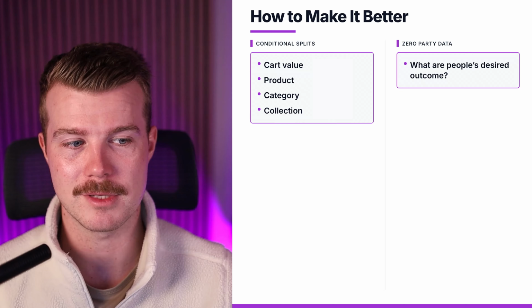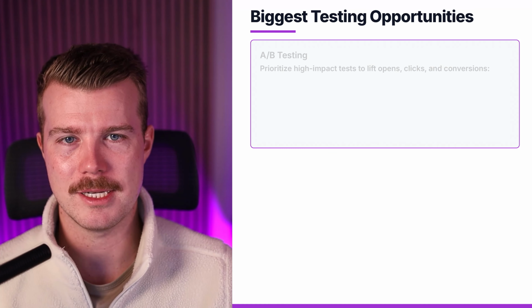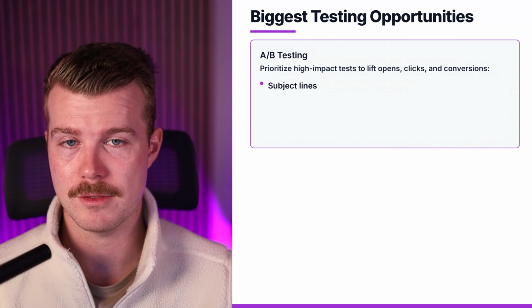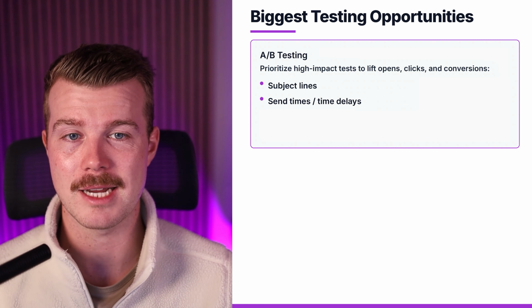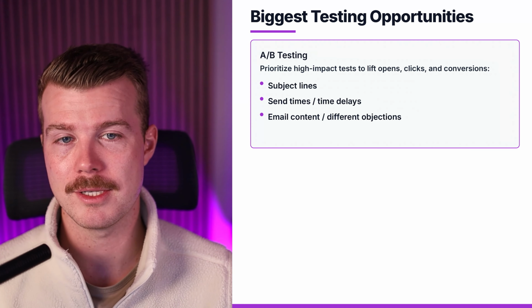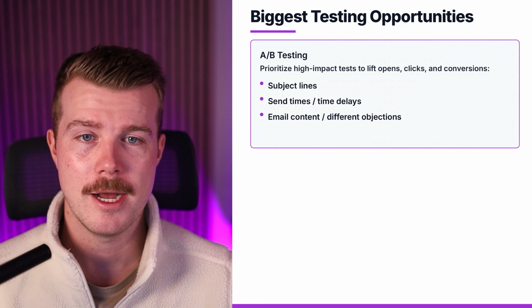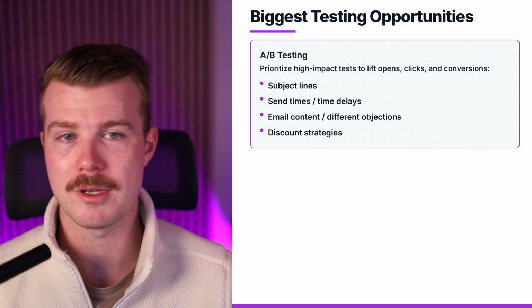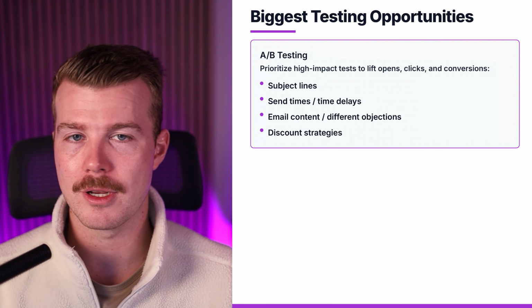It's very, very detailed. So again, the biggest testing opportunities here are going to be 1, subject lines. 2 is going to be send times and time delays. 3 is actually going to be email content and different objections that people have. And then 4 is going to be discounting strategies. You can test all of these different things. Again, they're going to vary depending on your brand.